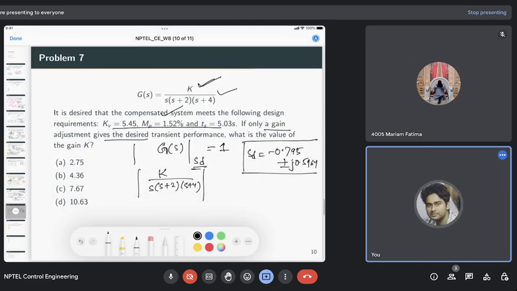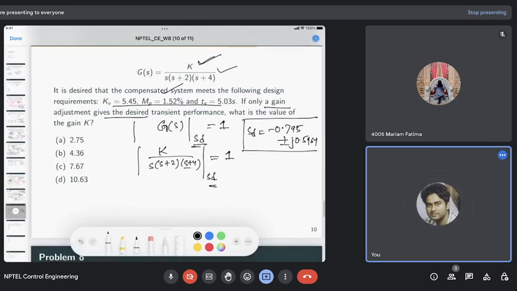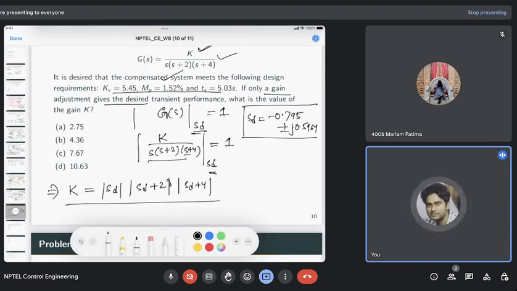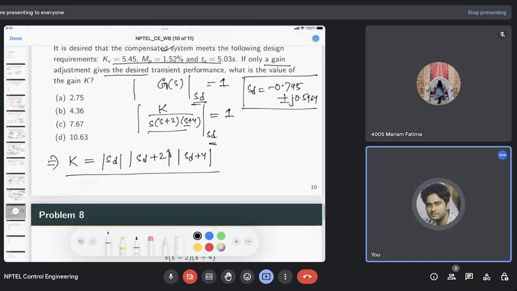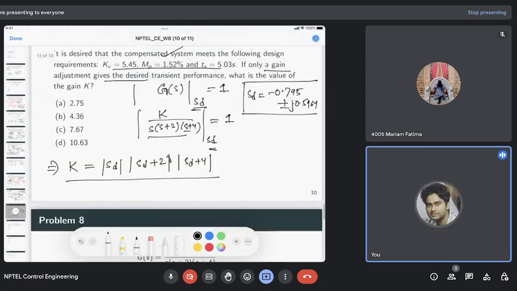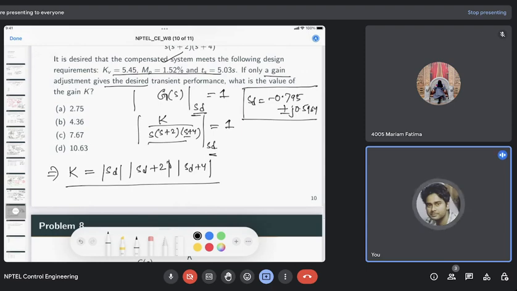So I will substitute s_d instead of s, and we want that magnitude to be 1, or you can easily see that K will be just taking this other side, will be this, right? Instead of s, we want this to be s_d, that is the dominant pole location, s_d plus 2, s_d plus 4. So from this magnitude, we can compute this K. Okay, so to find that, let's find the values of these.